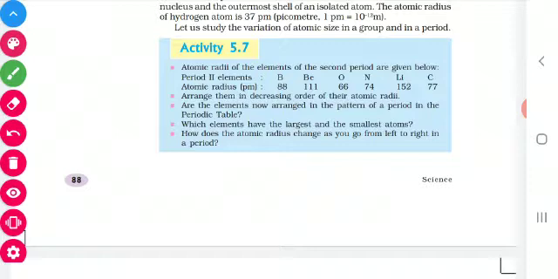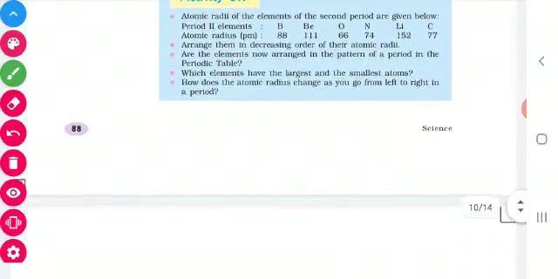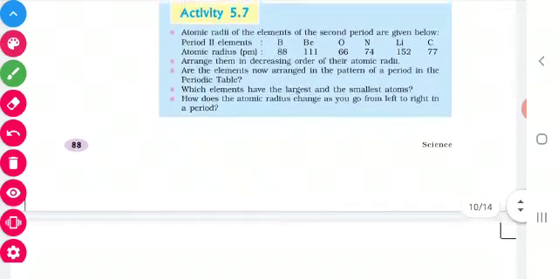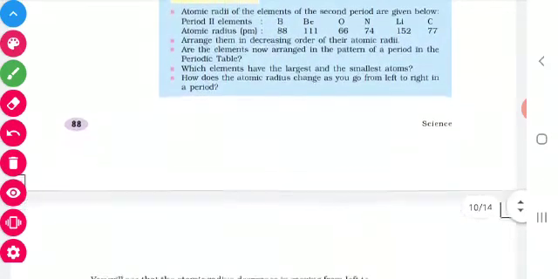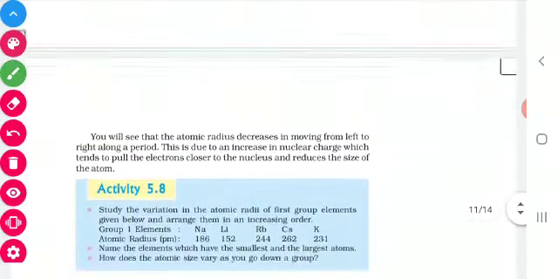Oxygen is the largest. So you compare the largest and the smallest atom with the atomic radii and say how it varies from left to right, either it increases or it decreases. This activity 5.7 you have to do and you have to come for the mid class.